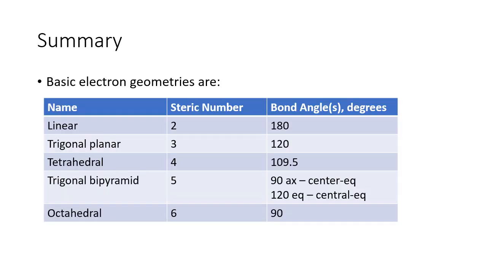To summarize, basic electron geometries are linear for a steric number of 2 with bond angles of 180, trigonal planar for a steric number of 3 with bond angles of 120, tetrahedral with a steric number of 4 with bond angles of 109.5, trigonal bipyramid with a steric number of 5, 2 different bond angles, 90 degrees for the axial to the center to the equatorial position, and 120 degrees for equatorial to central to equatorial. And finally, octahedral with a steric number of 6 and all bond angles equal to 90.